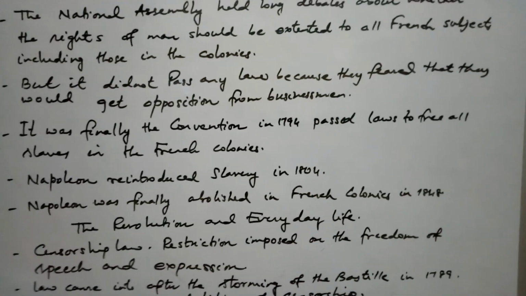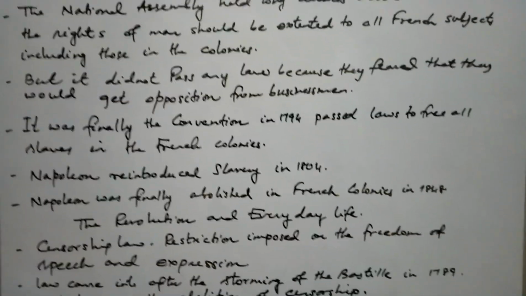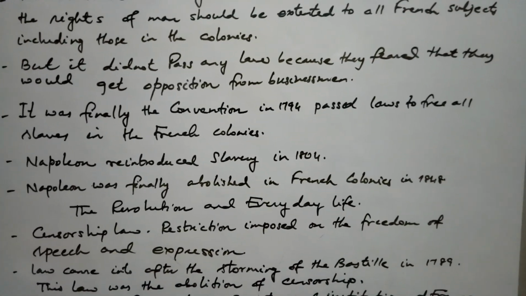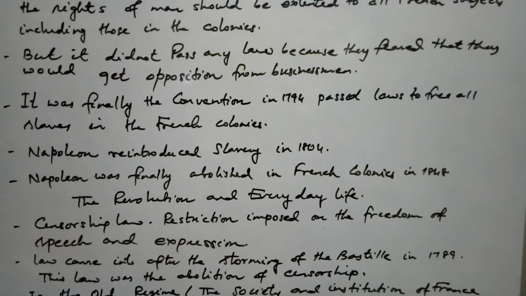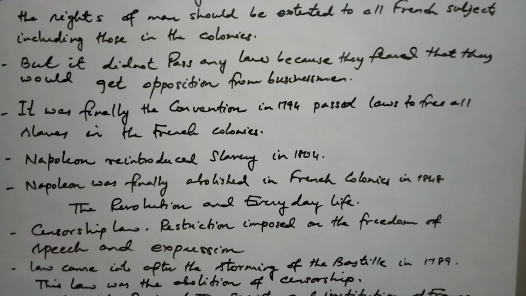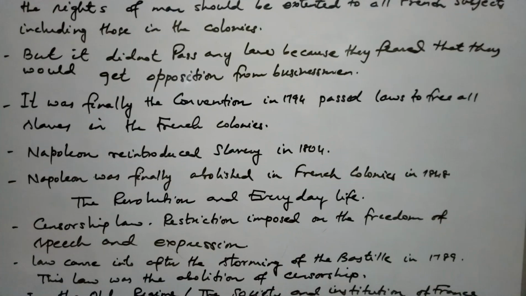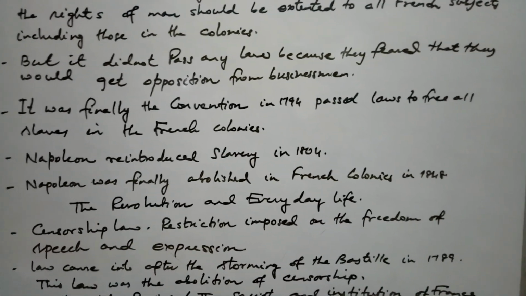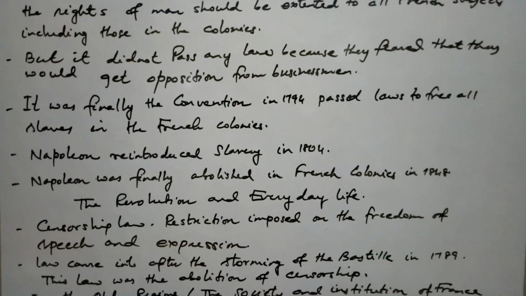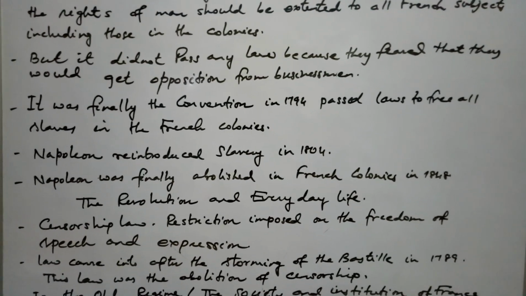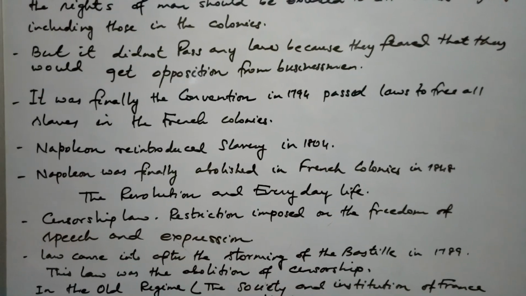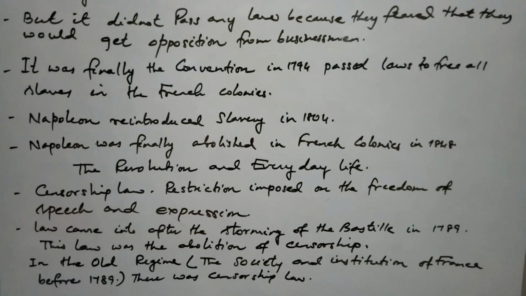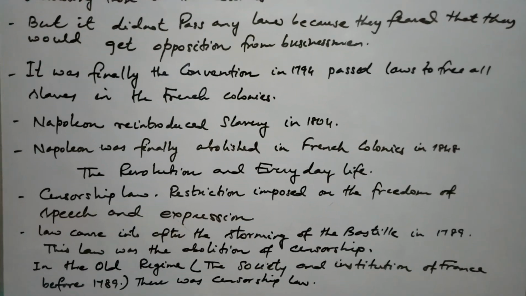But this was only a short-term measure. Napoleon once again introduced slavery in 1804. The Convention abolished slavery in 1794 by passing a law that in all French colonies slavery would be abolished. It was only for a short period of time. Napoleon reintroduced slavery in 1804.